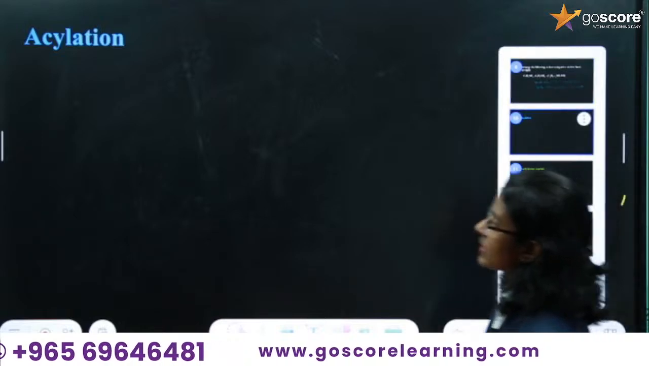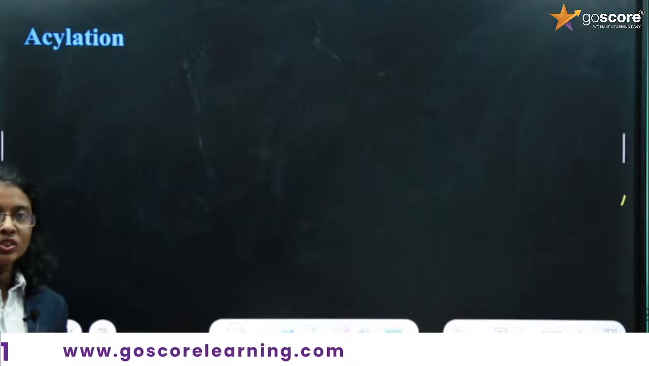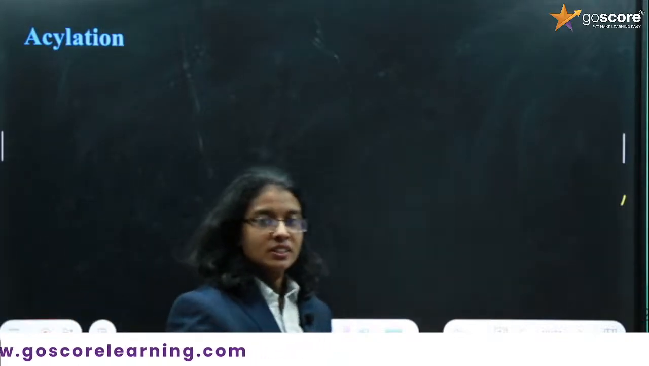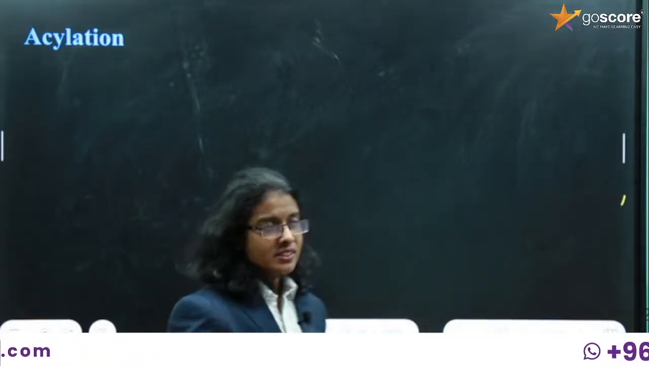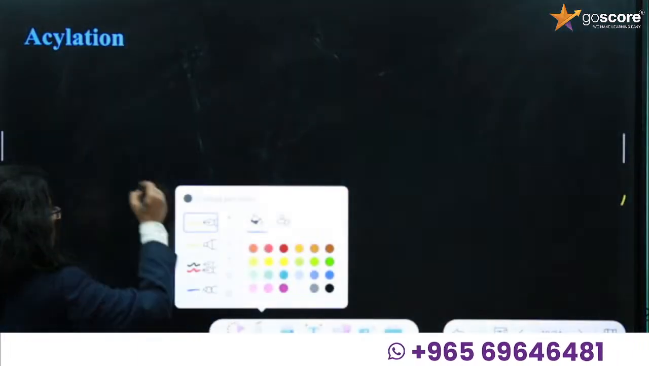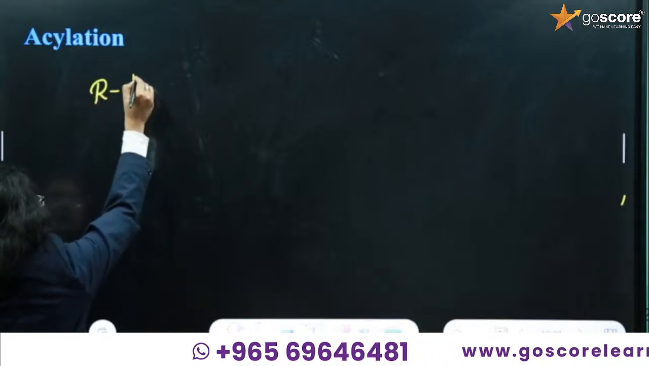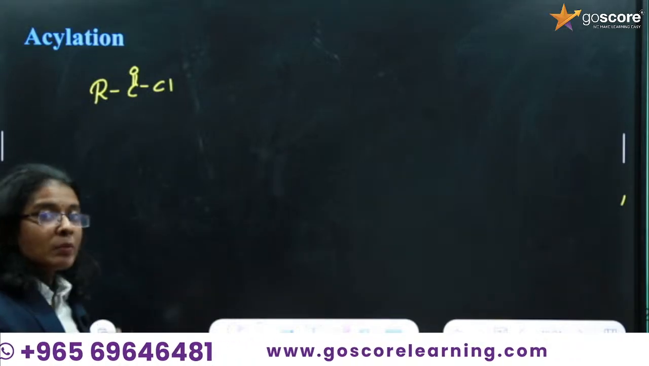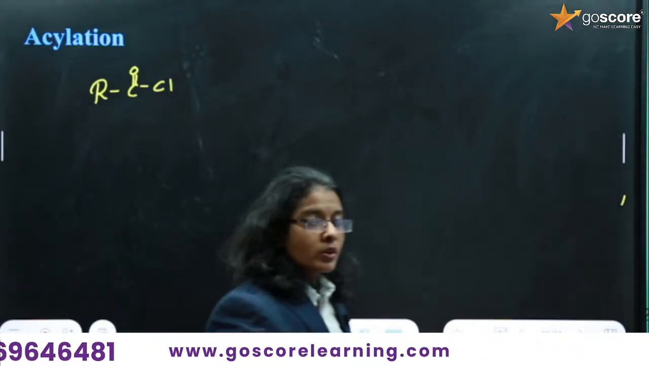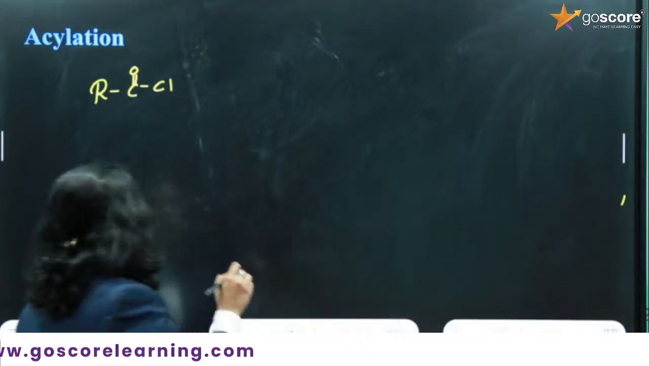The next one is acylation. Tell me which is the acyl group. You already studied what an acyl group is and what acetic anhydride is. Tell me what acyl chloride is. What is the general formula? The general formula of acyl chloride is RC double bond O Cl. Amine on reacting with acyl chloride gives amide. The product will be amide.